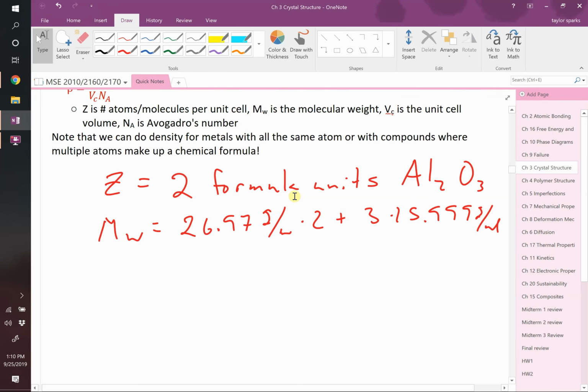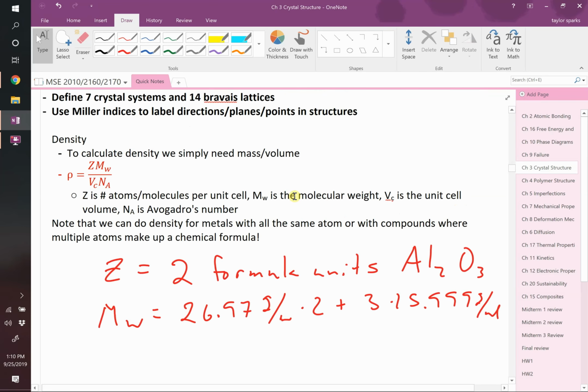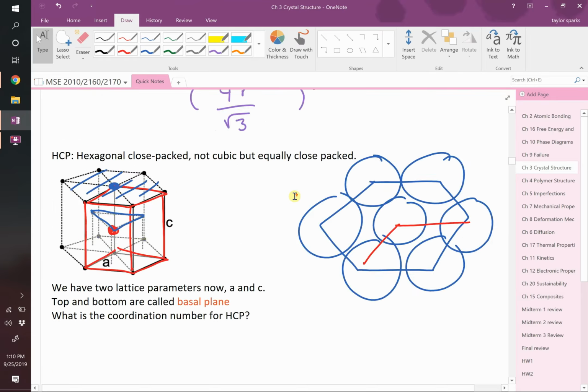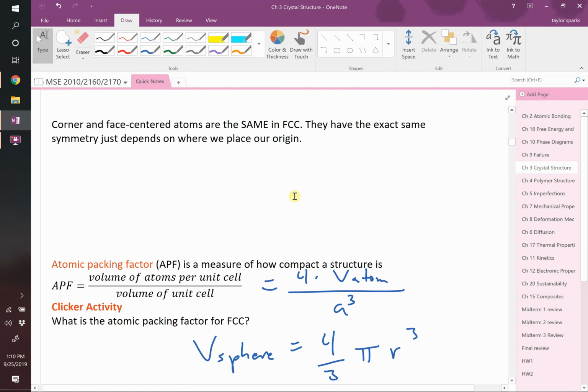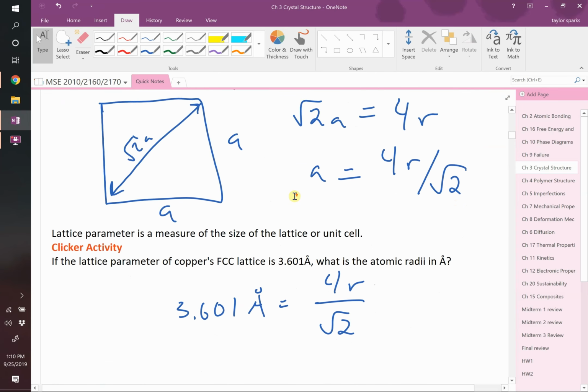So let's do an example. Let's calculate the theoretical density of something. So let's do face-centered cubic copper. What should the density be? Well, last class we gave you the lattice parameter of copper, and we said it was right here. The lattice parameter is 3.601. So let's calculate its theoretical density, and then we'll Google what the density of copper is and see if we're even ballpark close, okay? So 3.601.